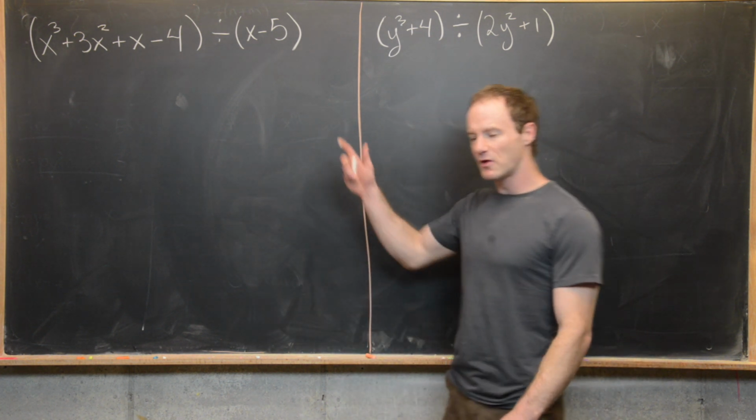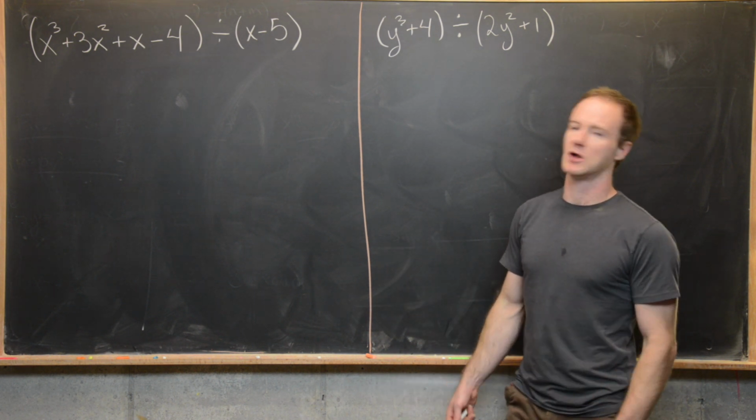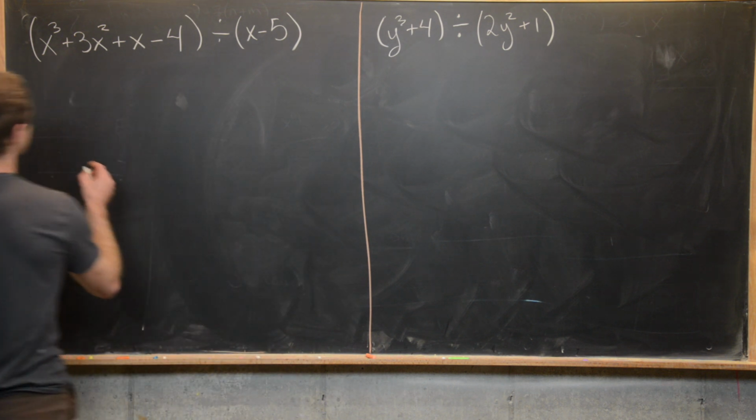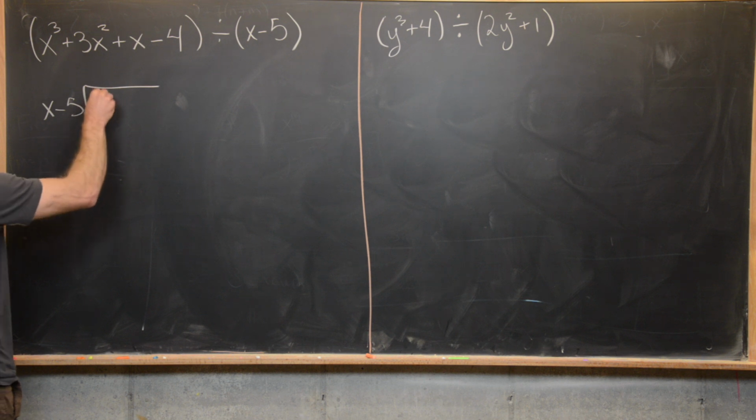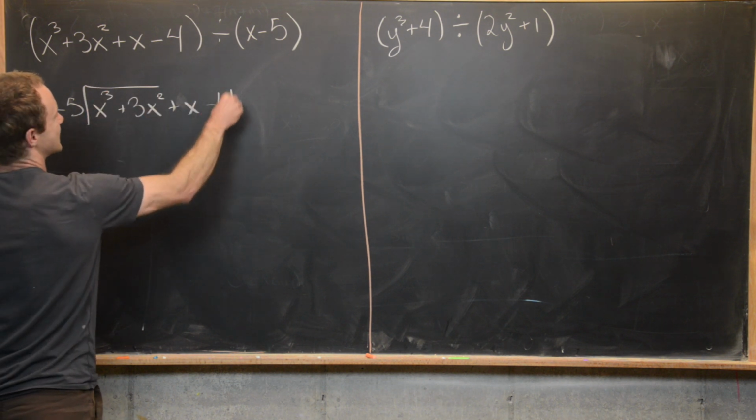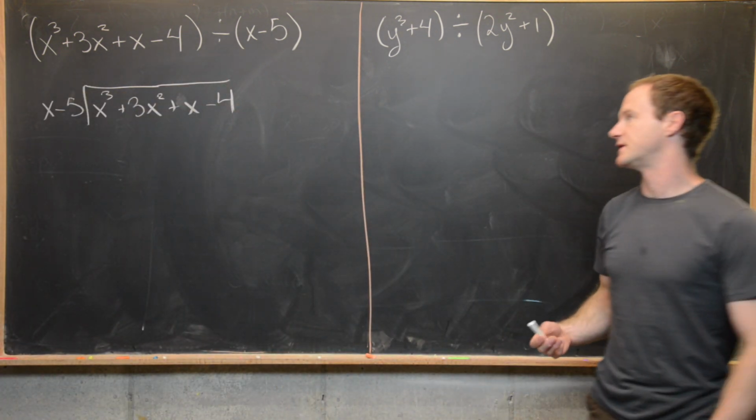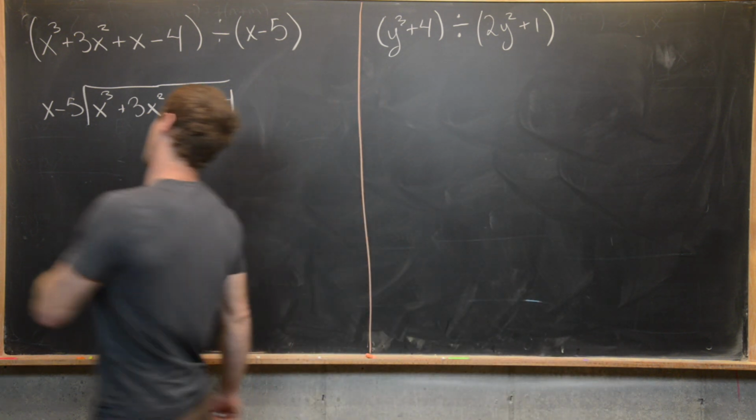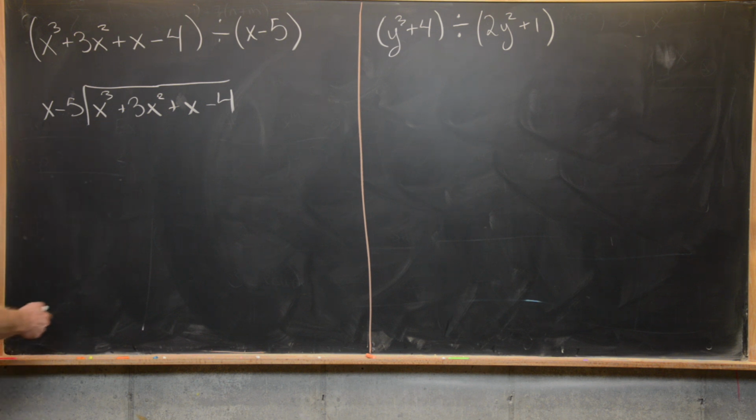There are a couple of ways to do this. The way that we're going to do it is essentially called polynomial long division. So let's take this x minus 5, and we're going to divide that into x cubed plus 3x squared plus x minus 4. We want to mimic the strategy that we use for long division of numbers. Here we're going to think about what we can multiply by x, the leading term, to make x cubed. And so it's x squared, because x squared times x is x cubed.